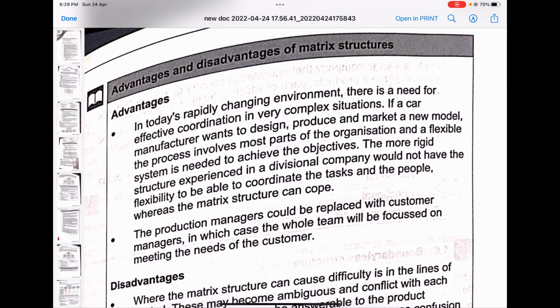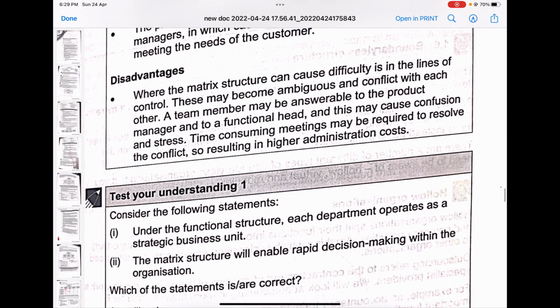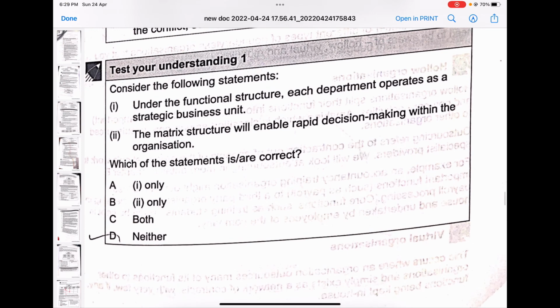In today's rapidly changing environment, there is a need for effective coordination. The more rigid the structure, the less so; this is very flexible. We've just done that. The production managers could be replaced with customer managers, in which case the whole team will be focused on meeting the needs of the customer. What are the disadvantages? Dual command, higher administration costs, conflict with each other. A team member may be answerable to product manager A and the functional head, causing confusion and stress, time consuming meetings, and higher admin costs.